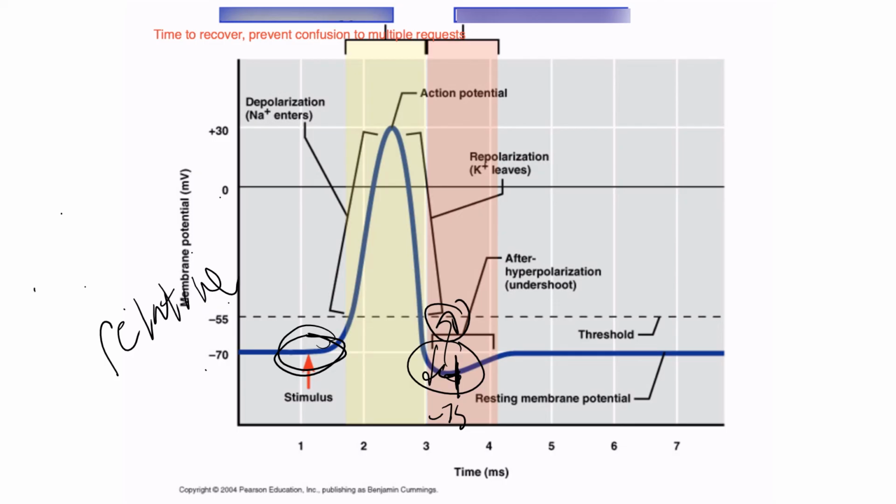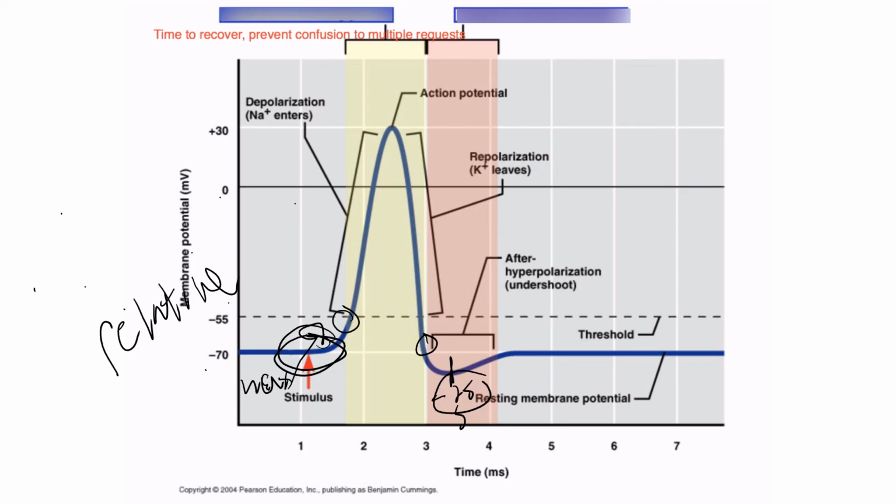If you get enough sodium into the hillock region to drive it up to negative 55, then you would get to threshold under a normal circumstance. But during the relative refractory period, from the time that the voltage-gated sodium channels reset, and this is the first half of the relative refractory period, to the time we hit peak negativity of negative 75 millivolts, peak hyperpolarization, right?